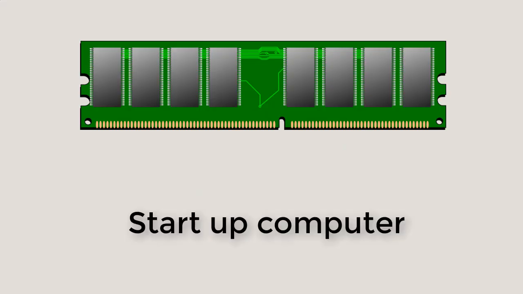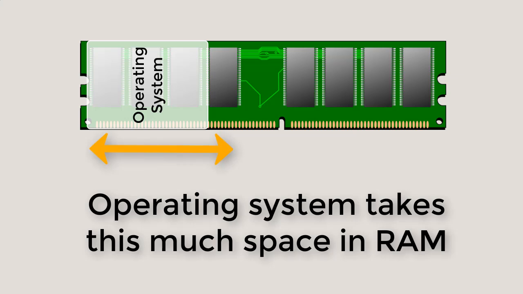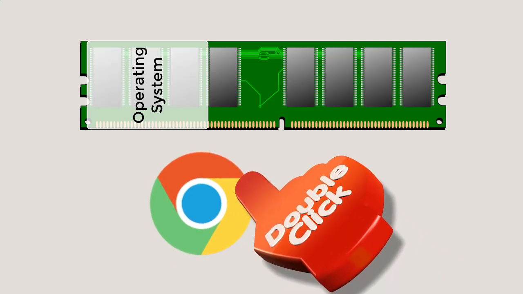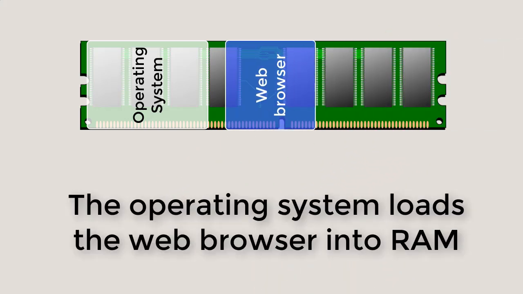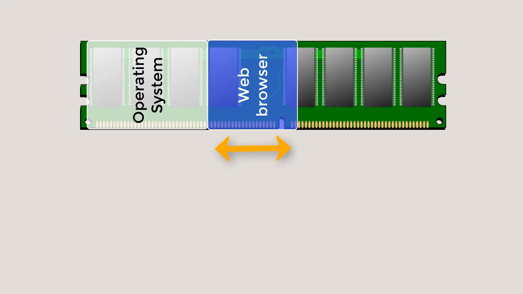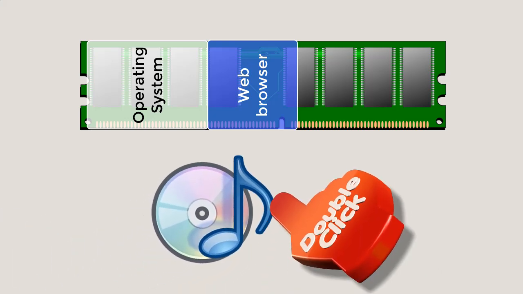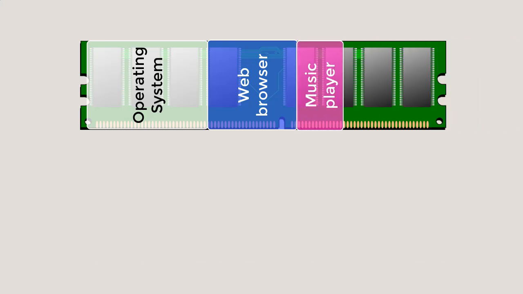You start up your computer and the BIOS loads the operating system into RAM. The operating system takes up this much space in RAM. You decide you want to look at the internet, so you double-click the web browser icon on your screen. The operating system loads the web browser into RAM. It takes up this much space. While you're catching up with your friends online, you decide you're going to listen to some music. You double-click the icon for your music app, and the operating system loads that into RAM. The music app takes up this much space.